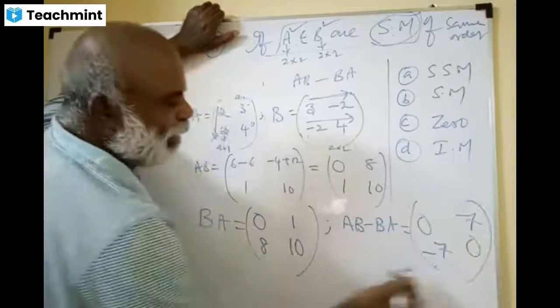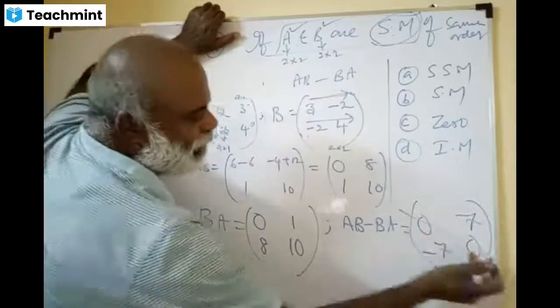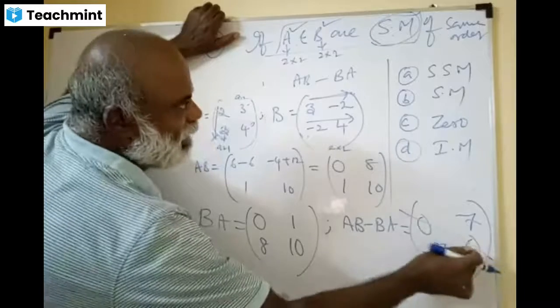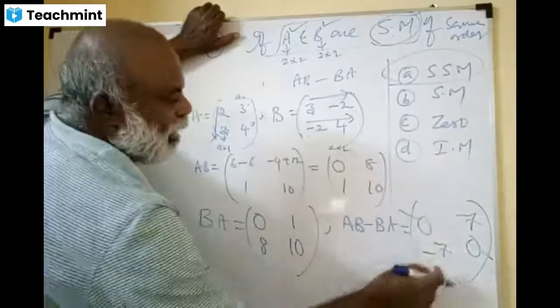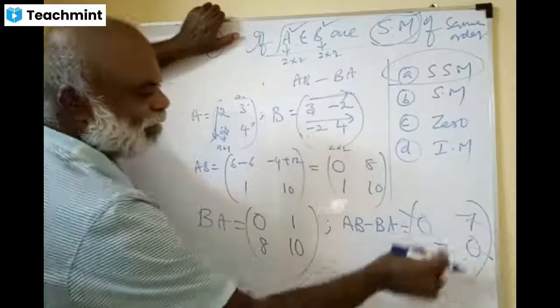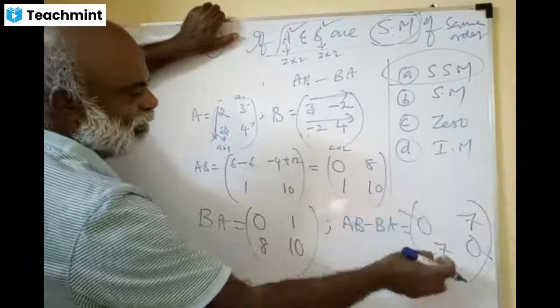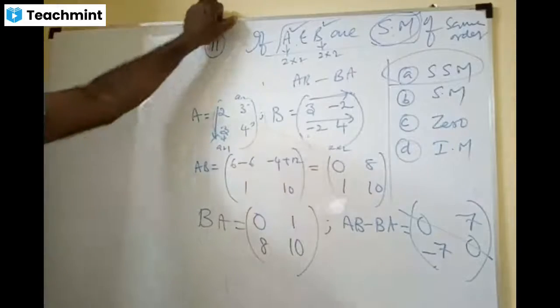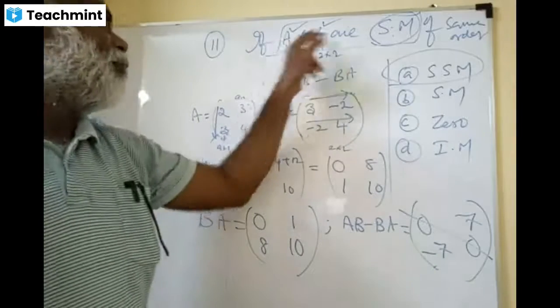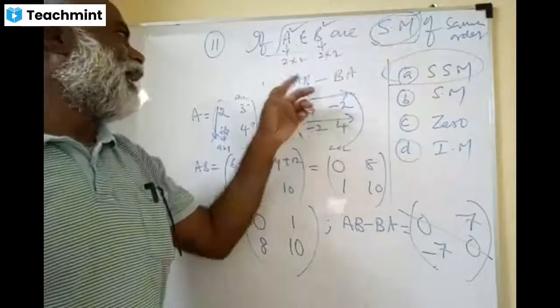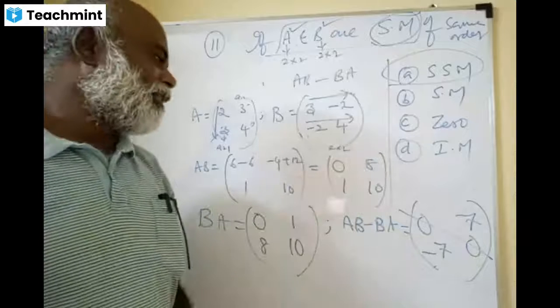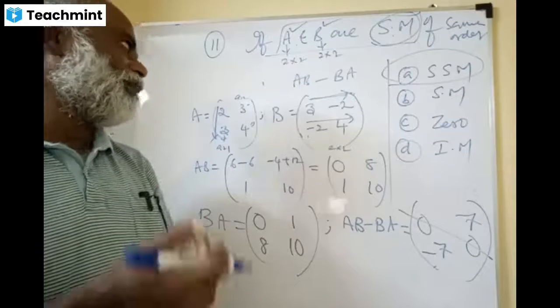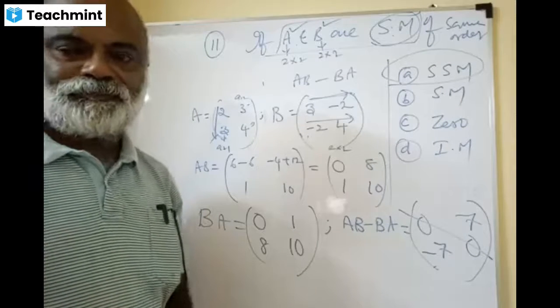For a skew symmetric matrix, what property is holding? Diagonal elements are zeros. And the mirror elements are negatives of each other. 7 becomes minus 7 here. So it's called a skew symmetric matrix here. So please remember, if A and B are symmetric matrices, AB minus BA is a skew symmetric matrix. Is that clear?